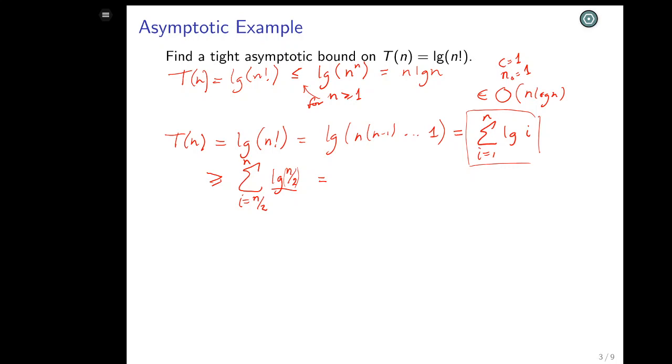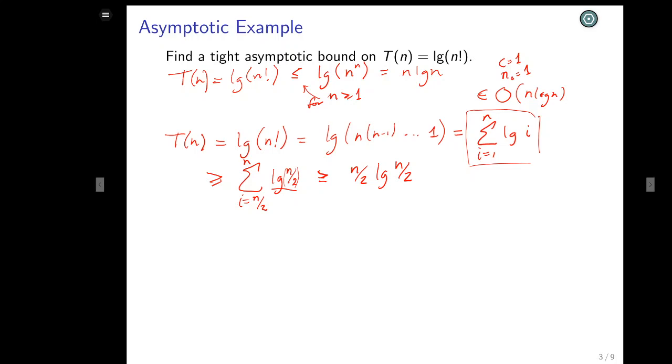This is a constant. Log of n over 2 is a constant within this summation. It doesn't change. It doesn't depend on i. So it's something like, I mean, maybe it's n over 2 plus 1, but let's just say it's greater than or equal to n over 2 times log n over 2. We're almost there. n over 2 log n over 2 looks an awful lot like n log n.